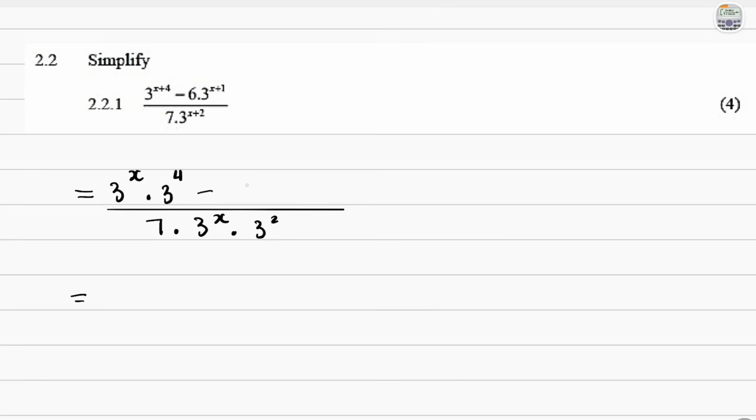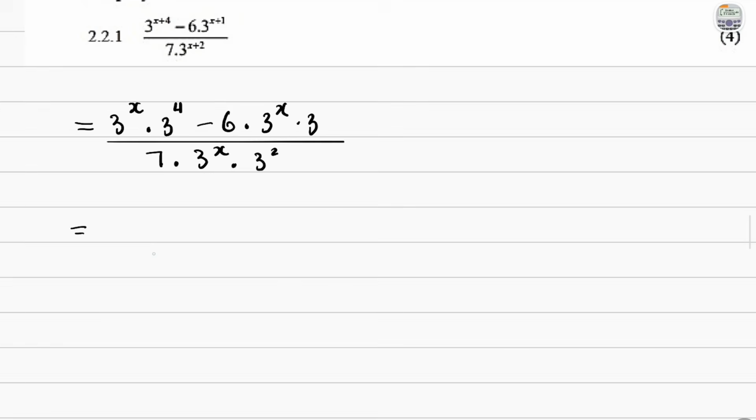We can actually simplify this by leaving it like this. So we can just rewrite this as, we'll leave the 6 here, and then let's just rewrite this as 3 to the power of x times 3 to the power of 1. We know that if you add the exponents when you multiply, you get 3 to the power of x plus 1. So now we can finally take out the common factor. All through, 3 to the power of x is common, so we can just take that out.